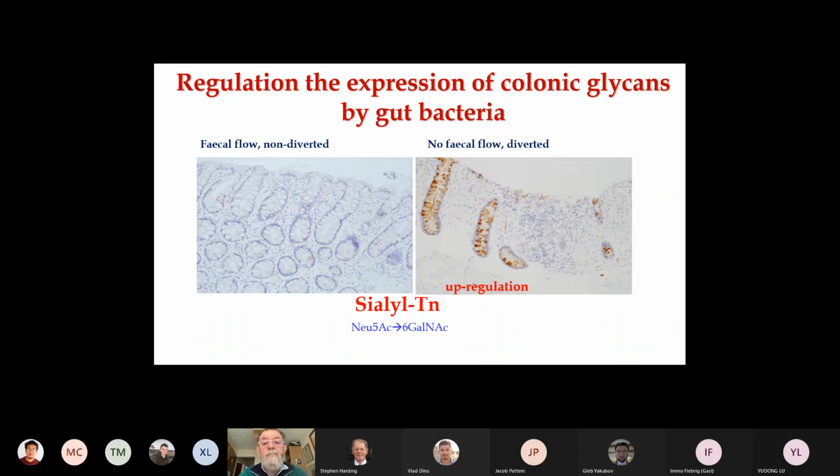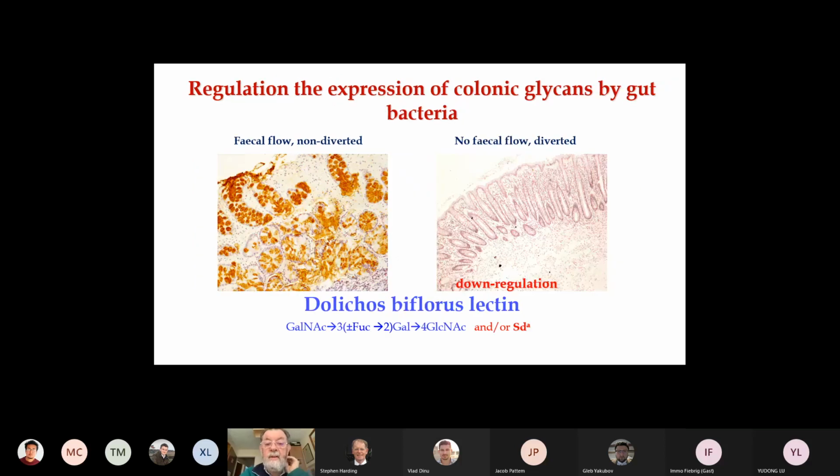Okay. On the right hand side, you can see that if we look at the diverted, where there is no fecal flow, we see that there's an upregulation. This particular structure, Sialyl-Tn, is expressed. If we go to the next one, please.